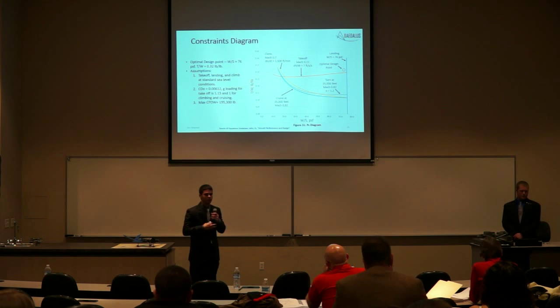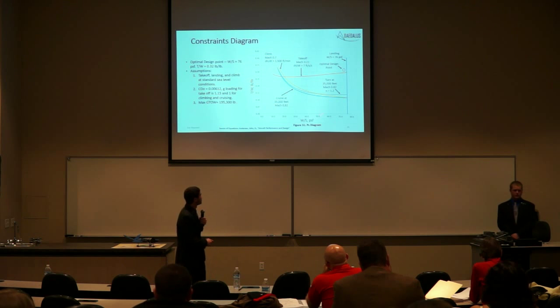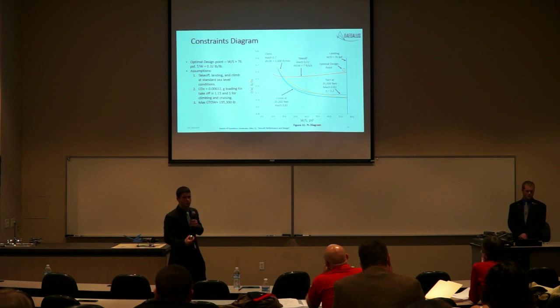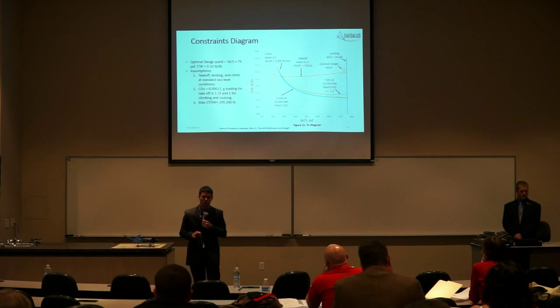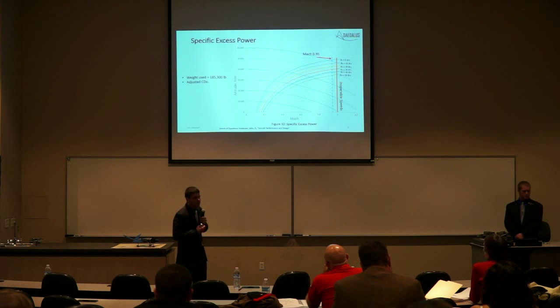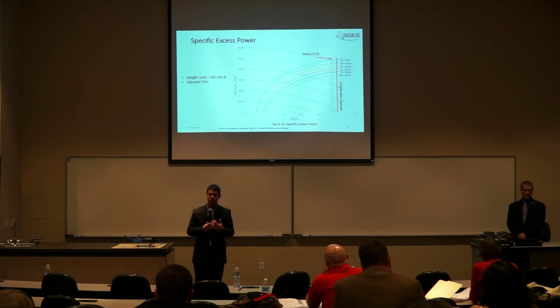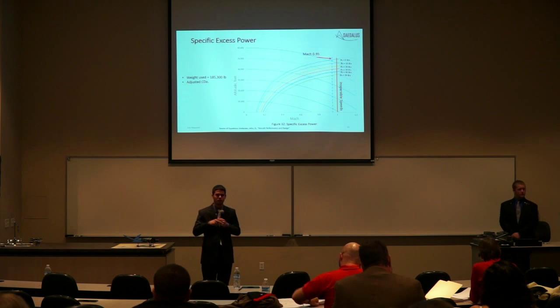Now, to get an optimal design point, you want to be as low and far to the right as possible, which puts us right about there, at a wing loading of 75 pounds per square foot and a thrust-to-weight ratio of about 0.31, 0.32. This next diagram is our specific excess power plot. This basically shows the regime in which our aircraft can fly at altitude and at what speed.